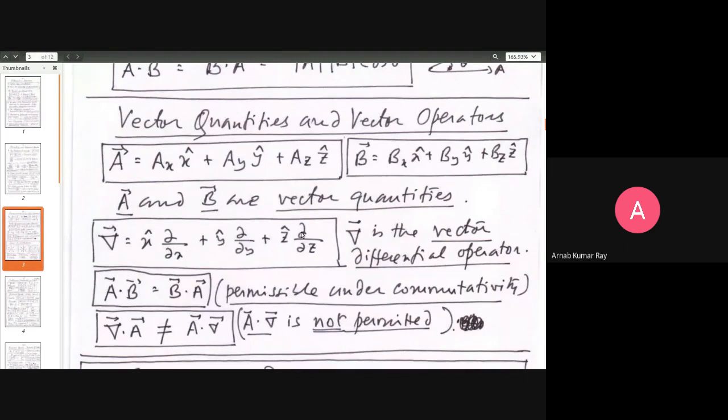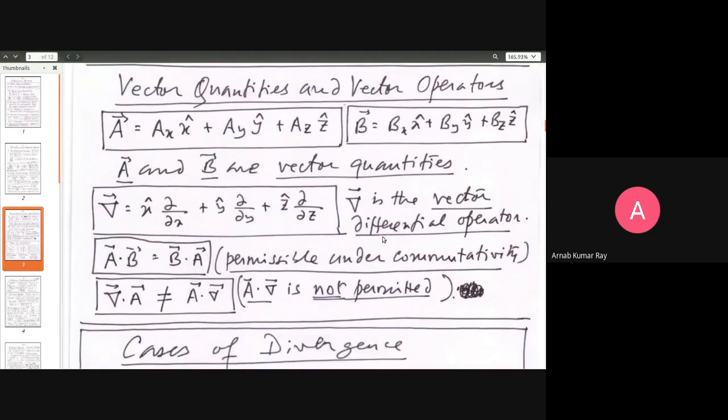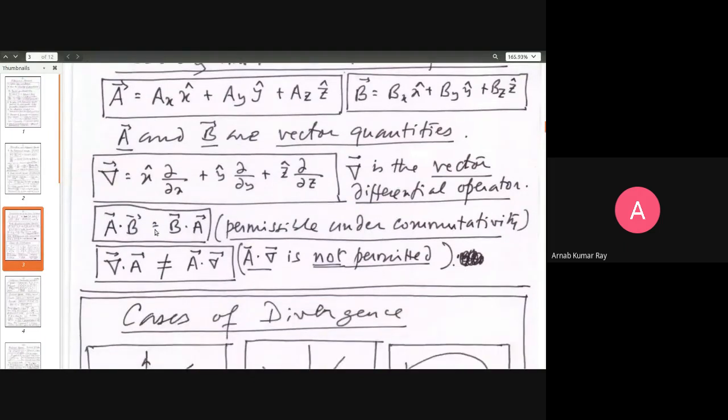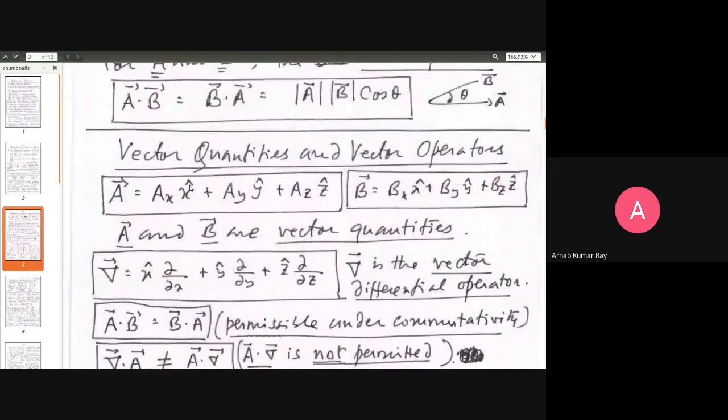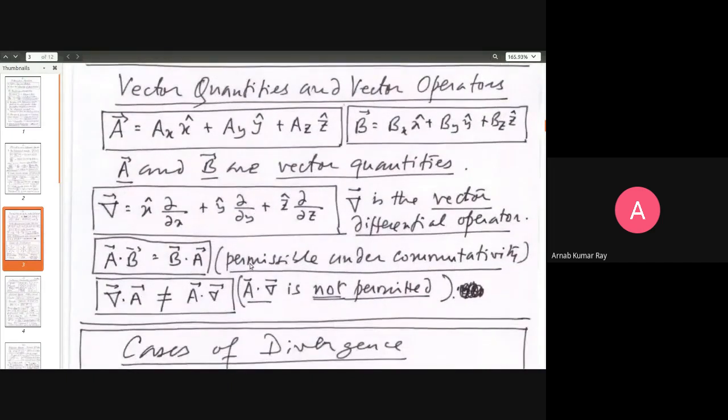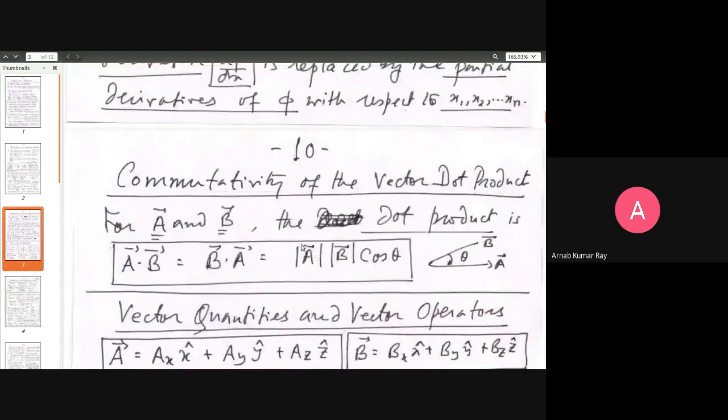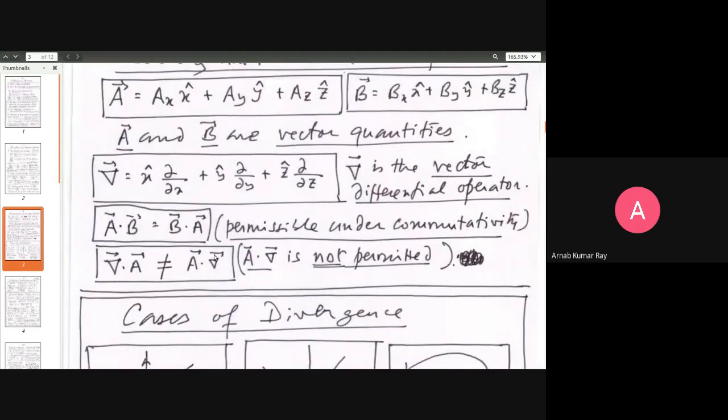You'll say, okay, fine, so what? I mean, it's just an operator. Unless it is operating on something, it conveys no meaning. So del is the vector differential operator. As a result of that, although here you can say A dot B is equal to B dot A, when you're taking two vector quantities and applying the dot rule between them, this is permissible under the commutativity law. But you can't do that in the case of the vector differential operator.